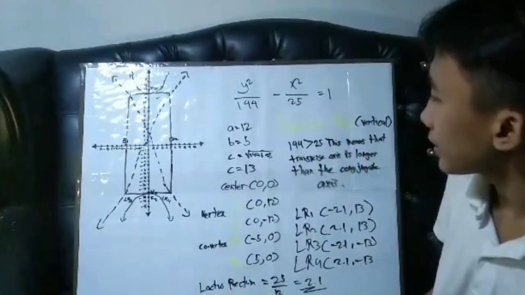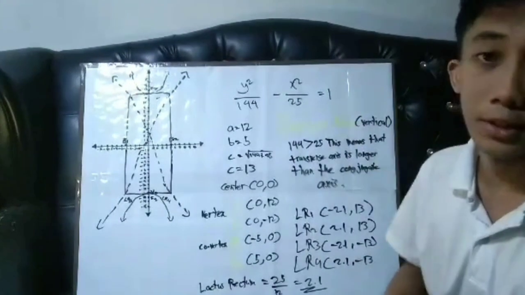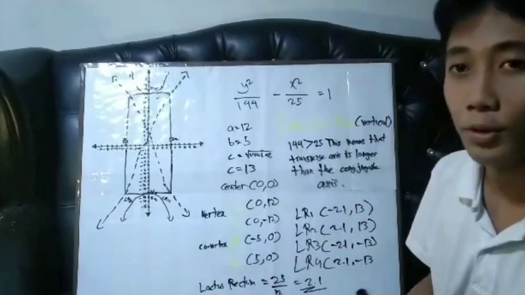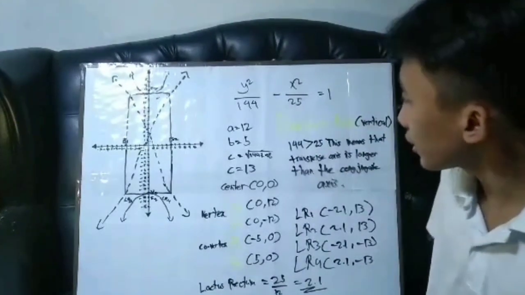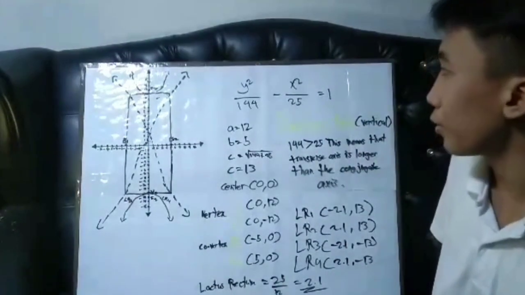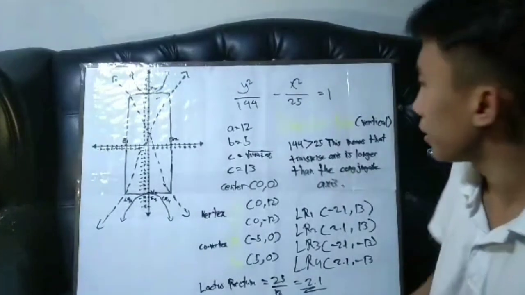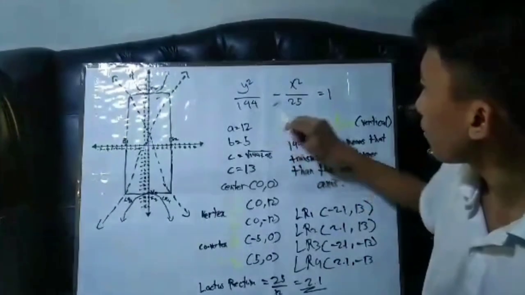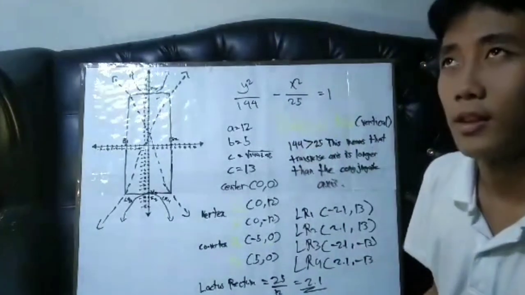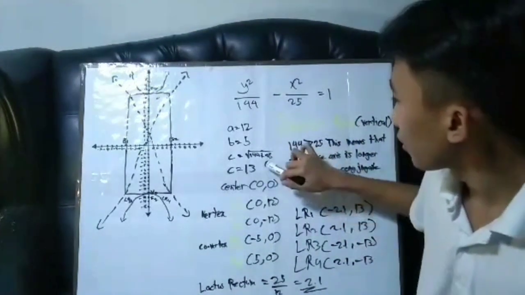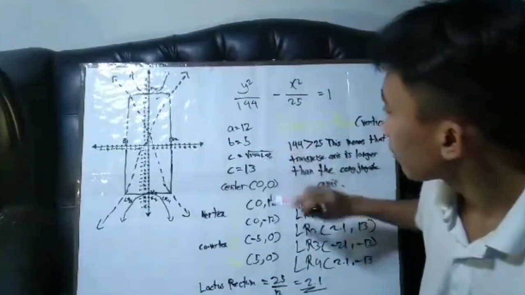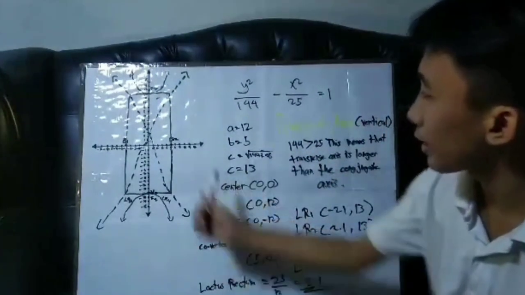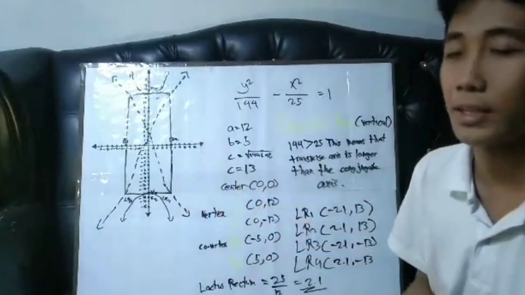So, next step is kukunin natin yung C. Paano ba natin kukunin ang value ng C? Ang equation ng value ng C is C^2 = A^2 + B^2. So, 144 plus 25, that will be 169. I-square root natin yun, so ang sagot is 13. Pero para saan ba, bakit ba natin kinukuha ang A, B, C?